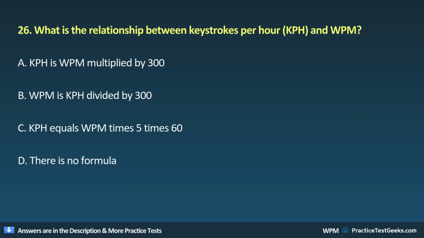26. What is the relationship between keystrokes per hour, kph, and WPM? A. kph is WPM multiplied by 300. B. WPM is kph divided by 300. C. kph equals WPM times 5 times 60. D. There is no formula.